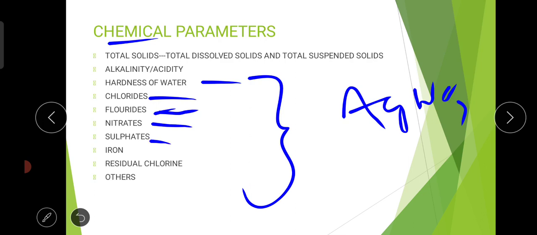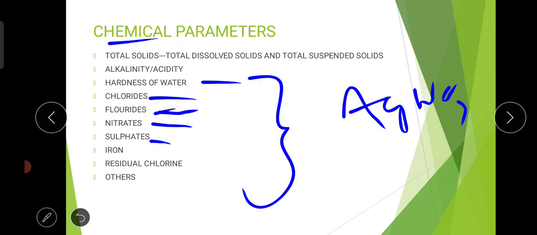Next one is sulfates. Sulfates are also one of the minerals present in the earth's crust. If they contaminate the water, and this sulfur content is consumed in large amounts through the water, it causes inflammation in the gastrointestinal tract, and sometimes it may lead to ulcers also. Here it can be estimated by using the colorimetric method. The limit is 250 mg per liter.